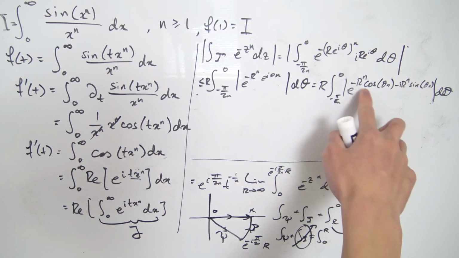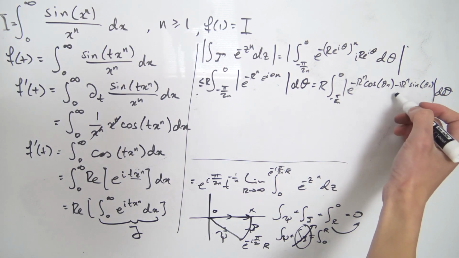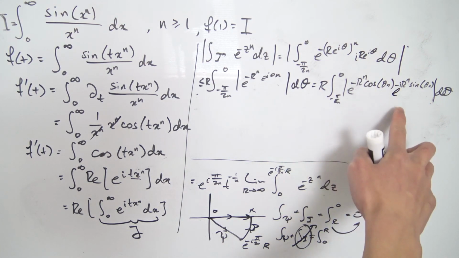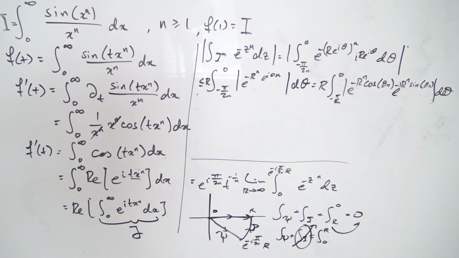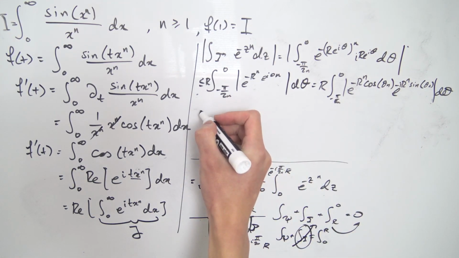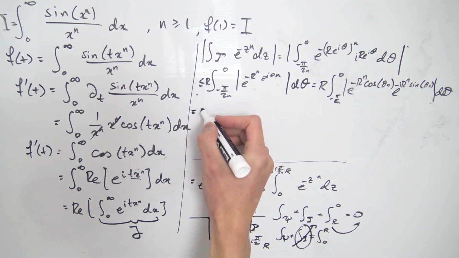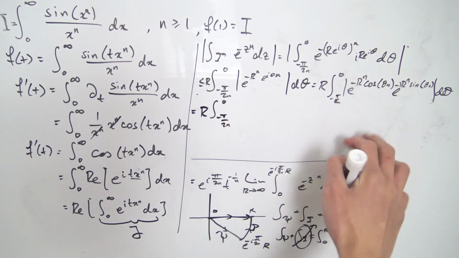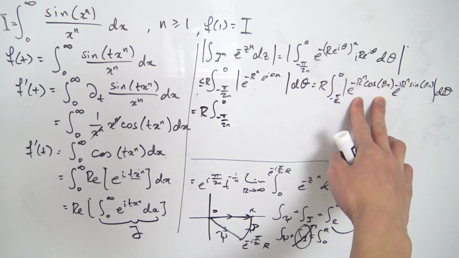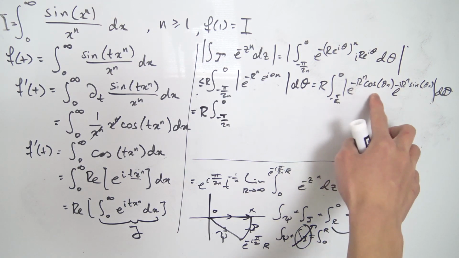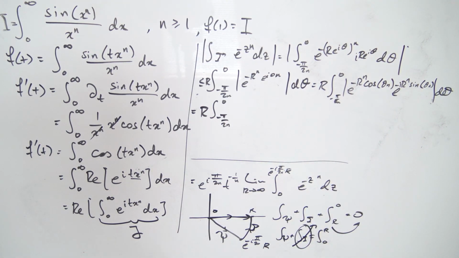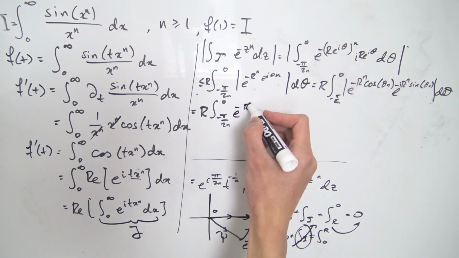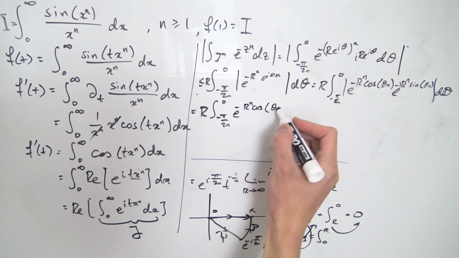And notice we have e to the something minus something else, and we can use exponential properties to split that exponential up. So we have e to the minus something and e to the minus something over here. And now we're taking absolute values of this thing, we can split it up a little bit. So this is equal to r times the integral from minus pi over 2n to 0. Absolute value of this first part in this product right here, well, that's just e to some real number, but e to some real number is just positive, so we can drop the absolute value. So we just have e to the minus r to the n cosine of theta n.